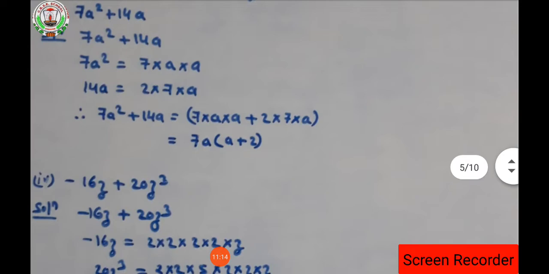is the required answer. In the same way, 7a square plus 14a. So 7 can be written as 7 into a, because it is a square. While expanding, the a square will be a into a, so 7 into a. 14a: 14 can be written as 2 into 7 into a. So what is common in both? What can we take? So how to write that?